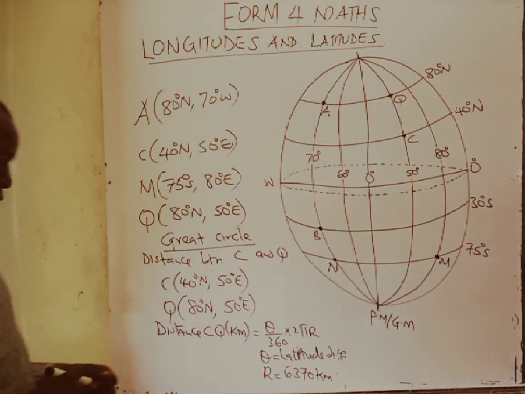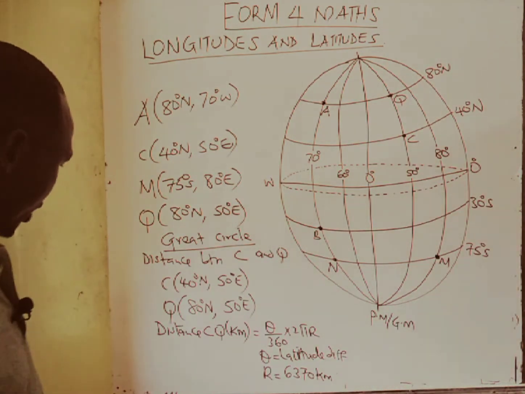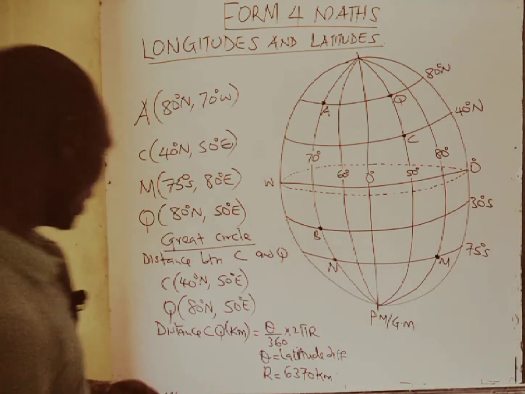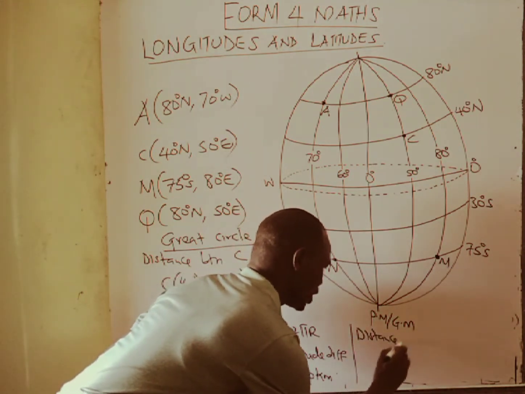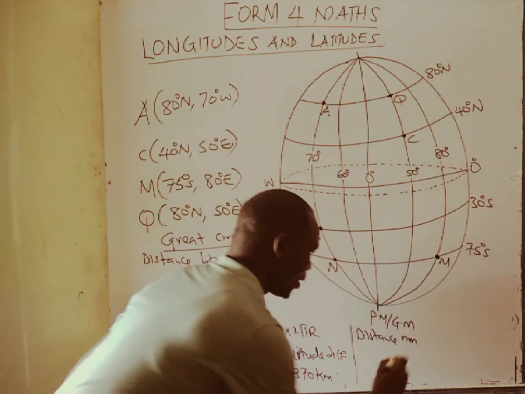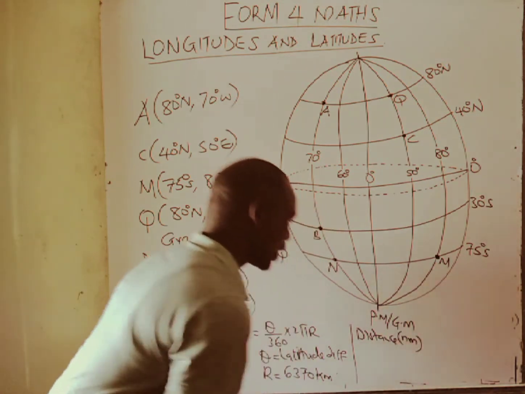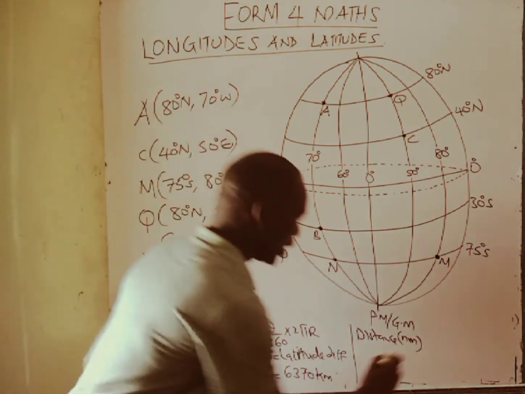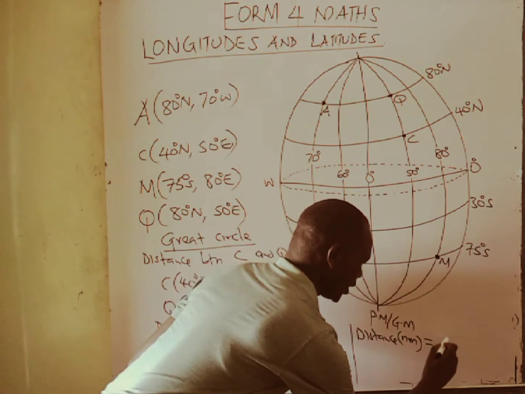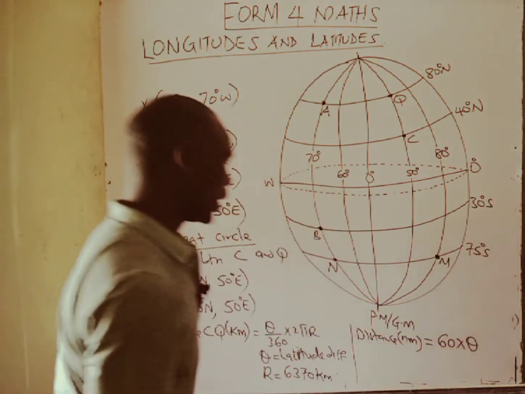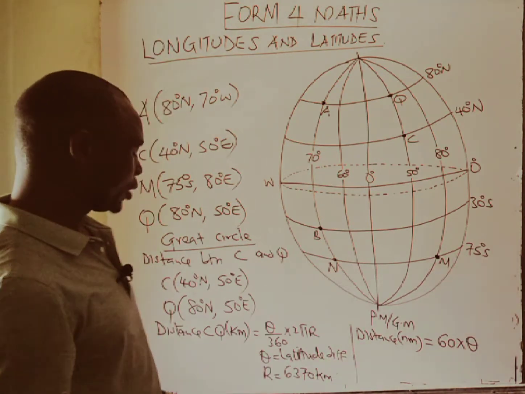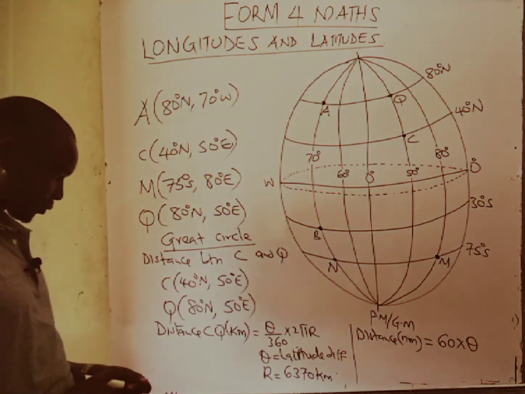Another thing is that you can also be asked to calculate distance in nautical miles. If somebody tells you to calculate distance in nautical miles between any 2 points that lie on a great circle, then distance is given by what we call 60. You multiply by theta, where theta is our latitude difference.